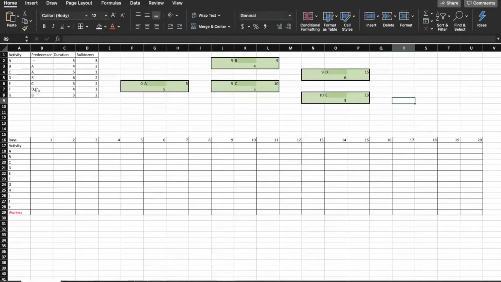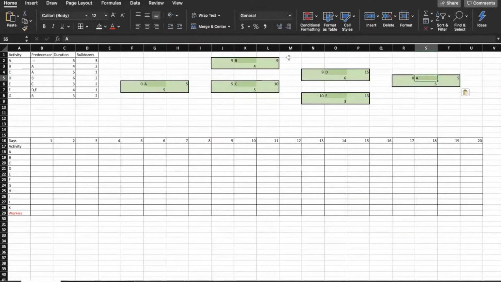The next cell that we have is F, and it has two predecessors, D and E, so I'll put it right next to both of them. And it can start as early as both of its predecessors are finished, which means that we can start it as early as the 15th day, because E finishes on the 13th, but D finishes on the 15th. The duration of F is 4 days, so we can finish it by the 19th.